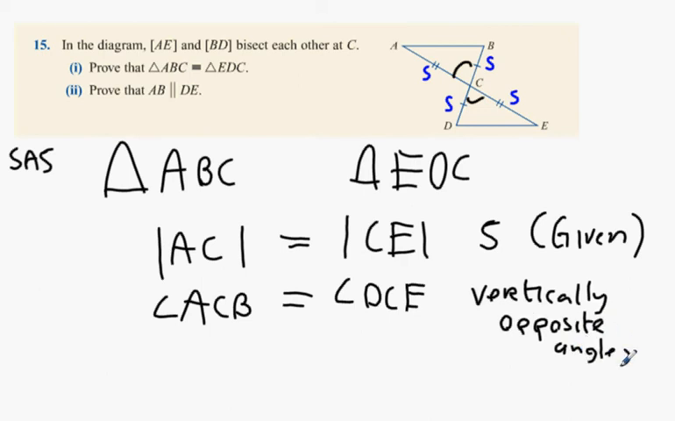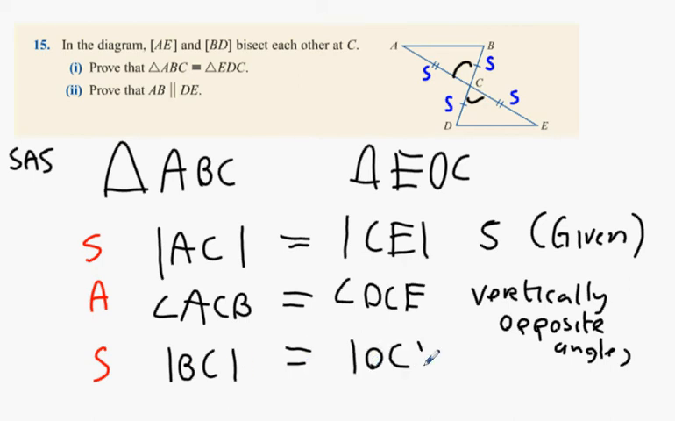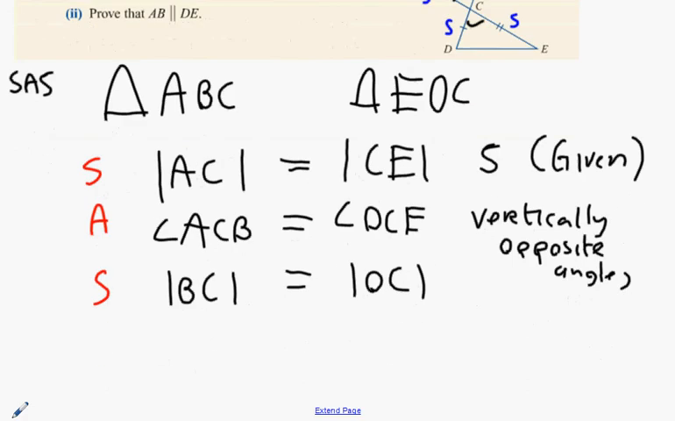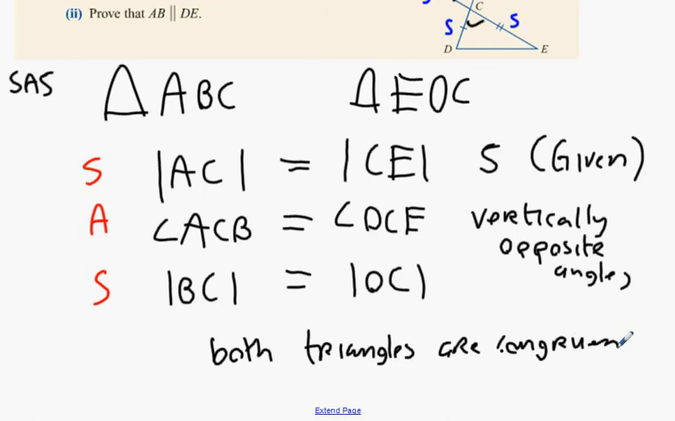Okay. Finally, we've done S. We've done A. We need to write down the other S. What's the other S? The other S is B to C, and that one equals D to C. What have we just proven? Both triangles are congruent. Congruent being the mathematical term for the same or equal.